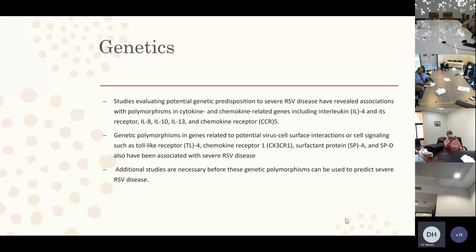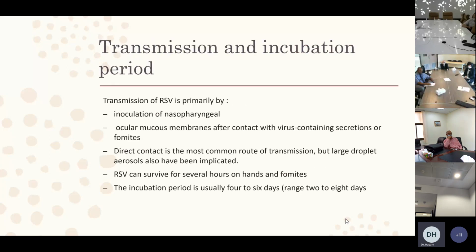For transmission, it's usually inoculated in the nasopharyngeal and ocular mucous membranes after contact with virus-containing secretions. It could be with direct contact, which is the most common route of transmission, but large droplets have been indicated. It survives several hours on hands and fomites. The incubation period is usually 4 to 6 days, and sometimes 2 to 8 days.